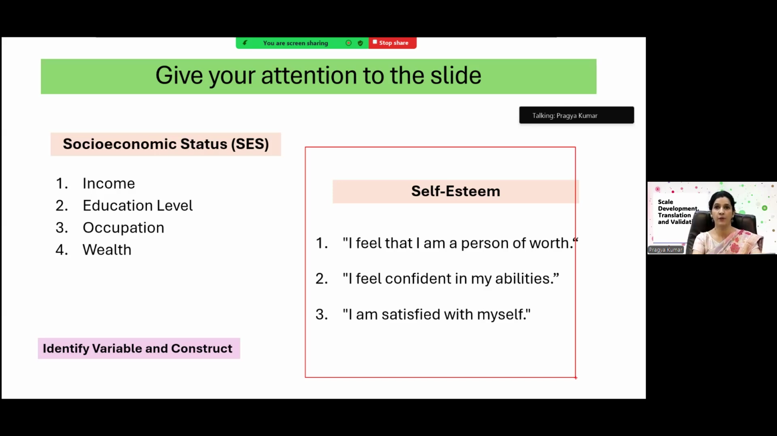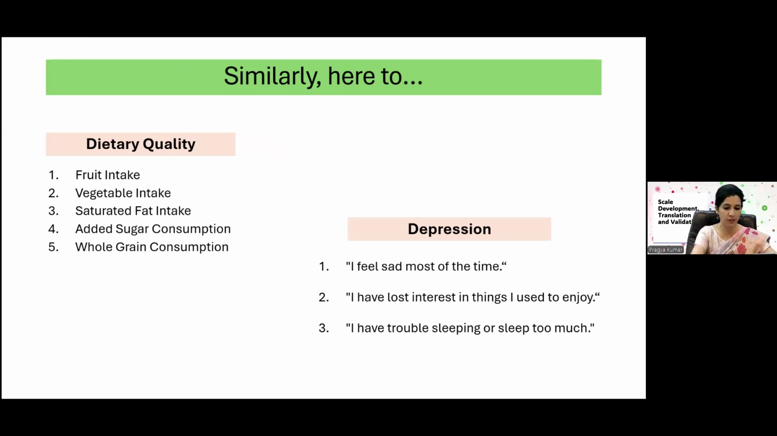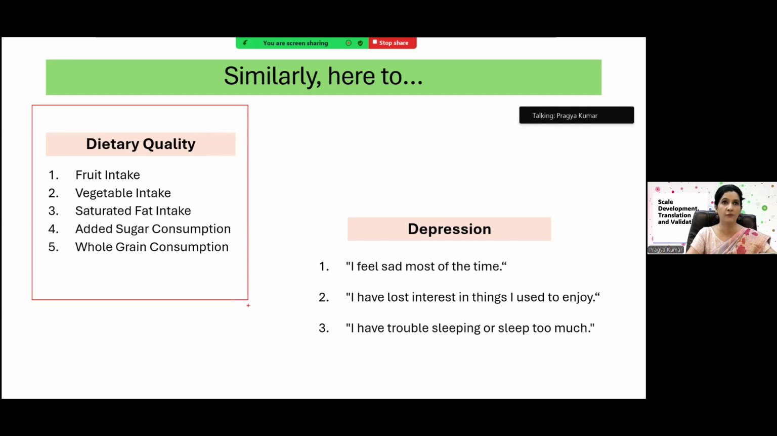Yes, Saurabh is right. Through these 1, 2, 3 items, which are also known as variables, we are measuring the construct, which is self-esteem. So that's the difference between the variable and construct. Basically, a construct is a broad definition or a concept that remains in our psychological domain, and these items, number 1, 2, 3, are the variables. Similarly, dietary quality is a construct here, and fruit intake, vegetable intake, saturated fat intake, added sugar, whole grain, those are your different variables.